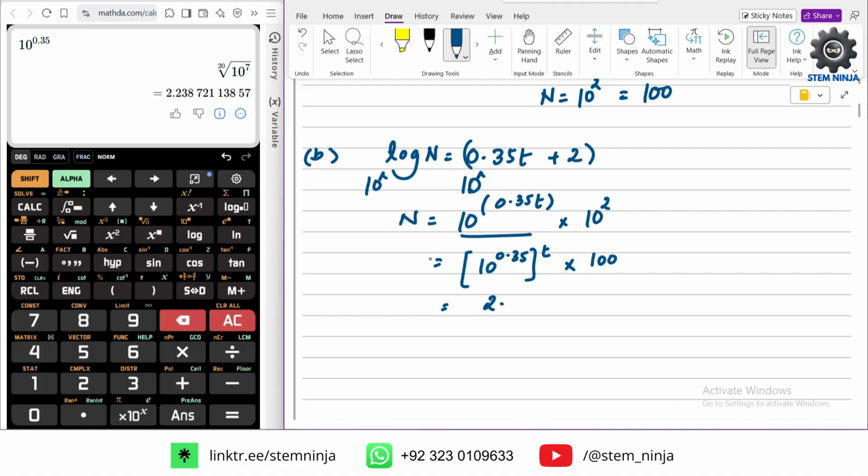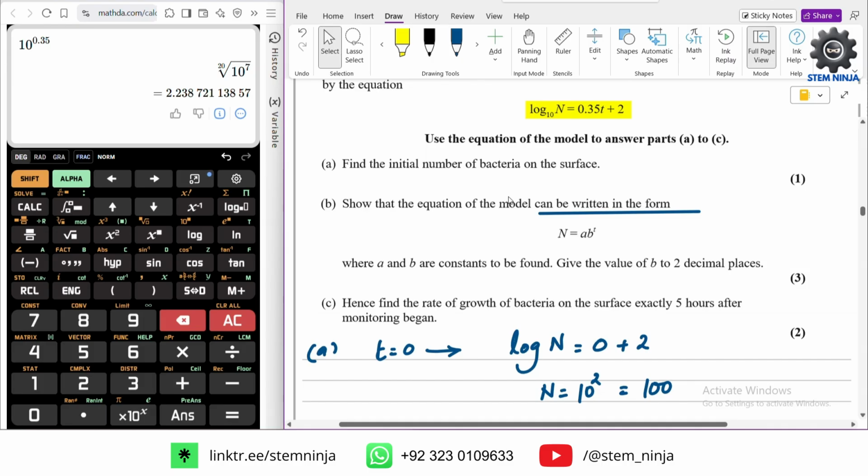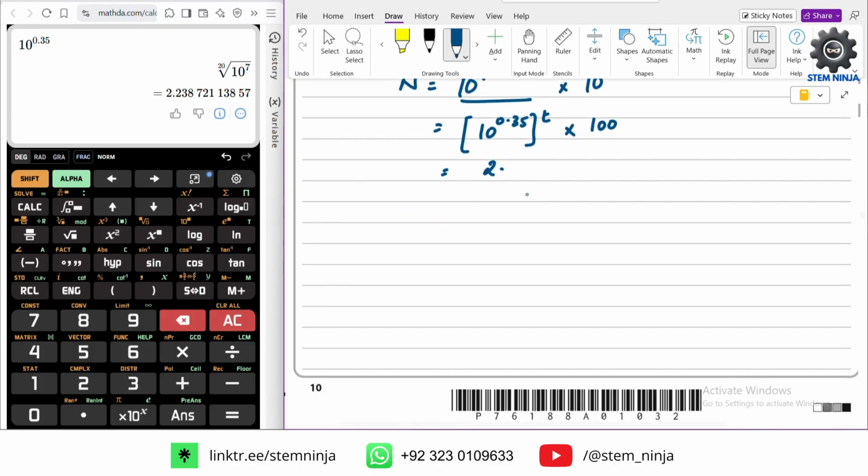2.2. Wait a second. How much do we need? Give the value of a and b. Give the value of b to 2 decimal places. Okay, so 2 decimal places would be 2.24, to the power t, times 100. So therefore n can be written as 100 times 2.24 raised to power t.